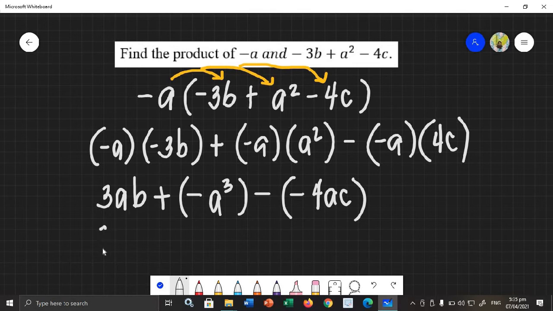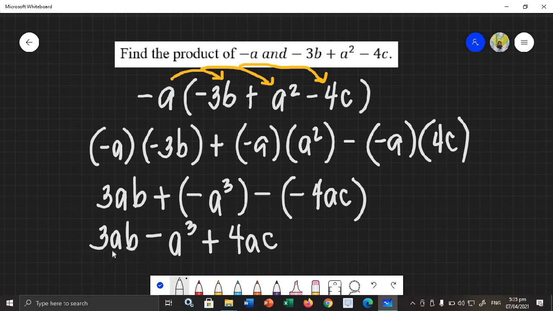Okay? We have 3ab. Here, positive times negative, we will get negative. Okay? And then copy a to the third. Here, negative times negative, the answer is positive, and then copy AC. Take a look now at your product. Find if there are similar terms that we can combine. In this case, they have no similar terms, right?